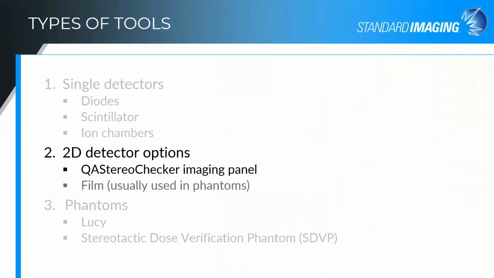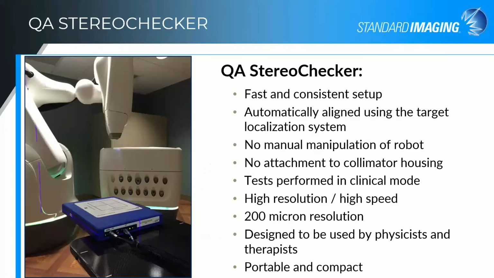So on to 2D detectors. We have our QSA Stereo Tracker imaging panel. Film is used in a lot of our phantoms. I'm not really going to touch on that much here, but I do want to showcase the stereo checker a bit because it has a lot of advantages in this small field realm.